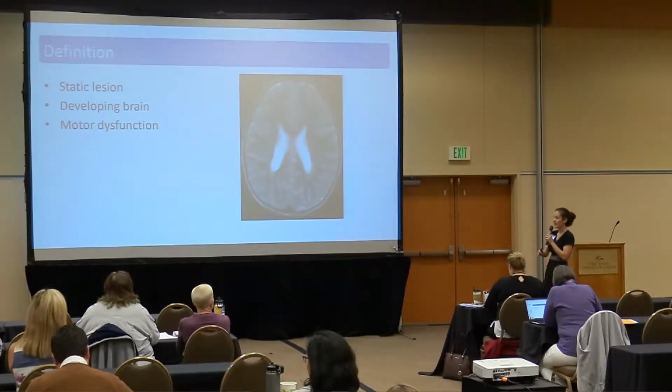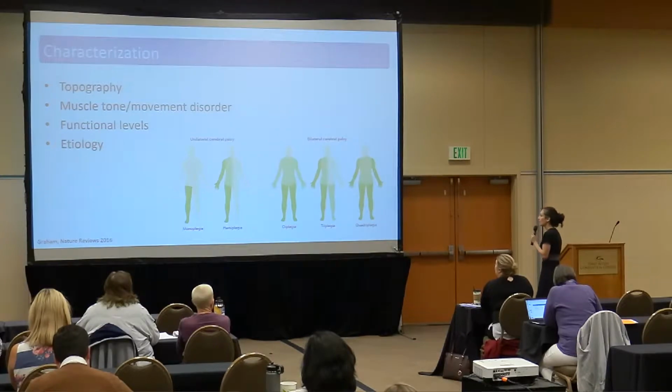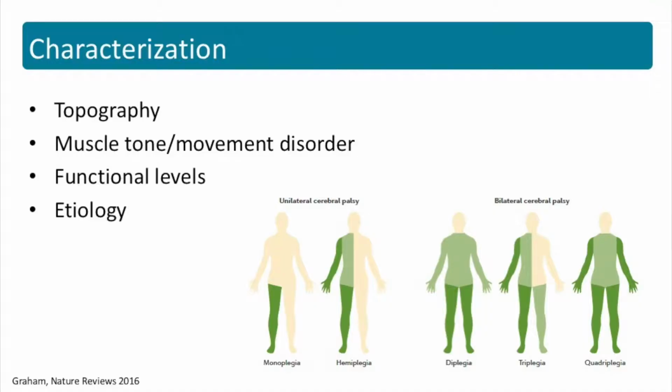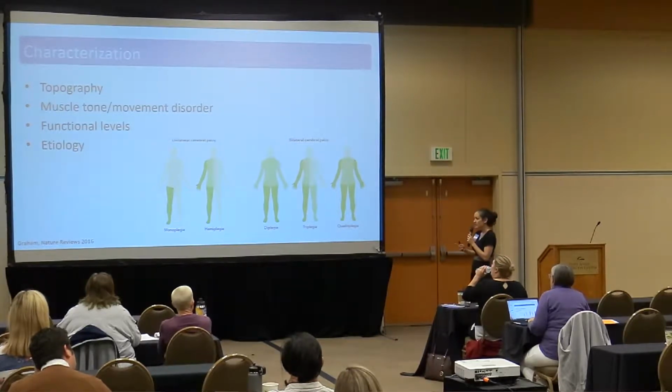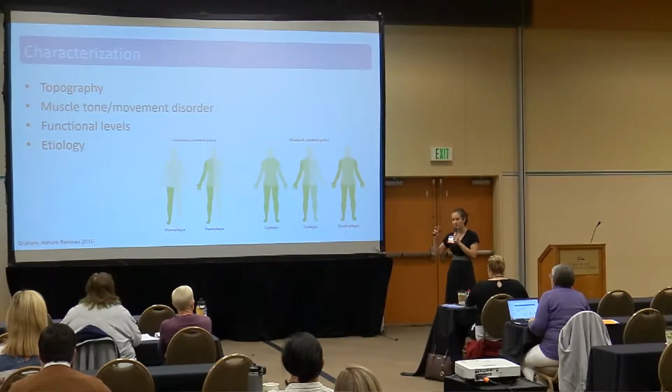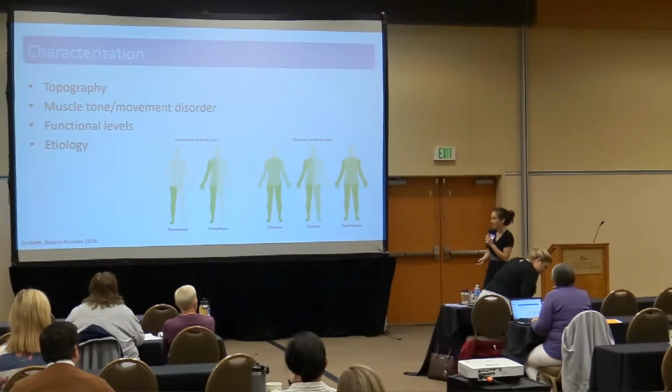So that being said, it's a very heterogeneous group of children. We talk about CP and characterize children based on topography, meaning what area of the body is involved. So monoplegia being one limb, hemiplegia being half of the body, diplegia being the lower half of the body, triplegia, both lower extremities and an upper, and then quadriplegia, all four extremities. And you'll see in this picture there's a little bit of light green. Most of these kids have some sort of truncal involvement, and in particular kids who are diplegic, they typically have fine motor impairments, even though their upper extremities are not as involved.